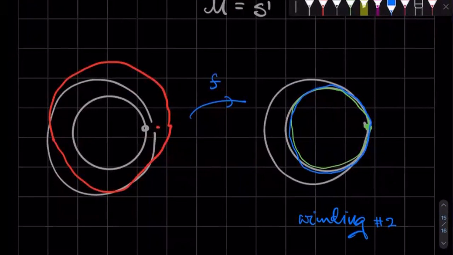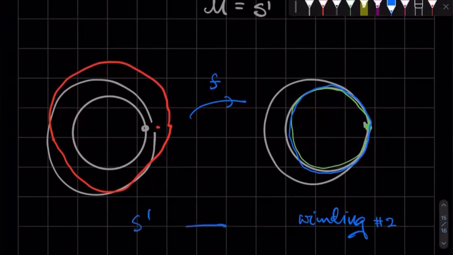So there could be an infinite number of windings. We see that for the circle, if you wind around once, that gives you a map which does not shrink down to a point. But the map which winds around twice cannot be deformed into a map that winds around once.